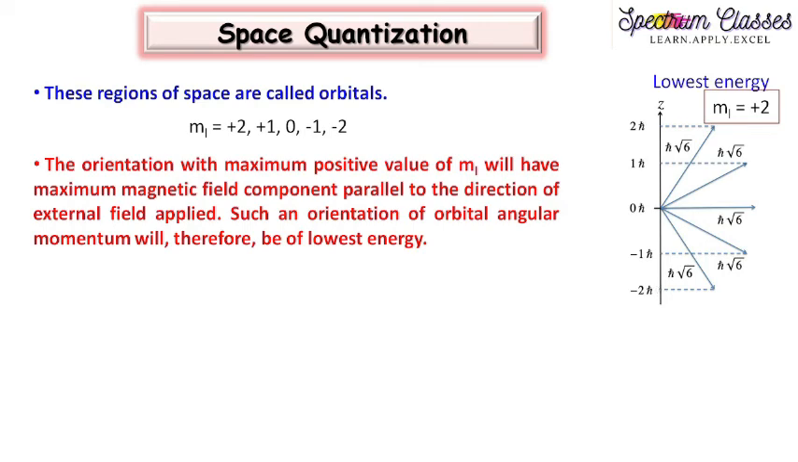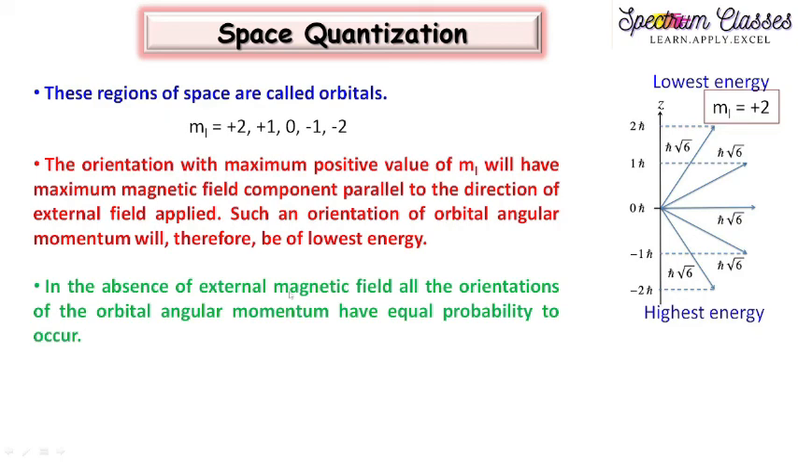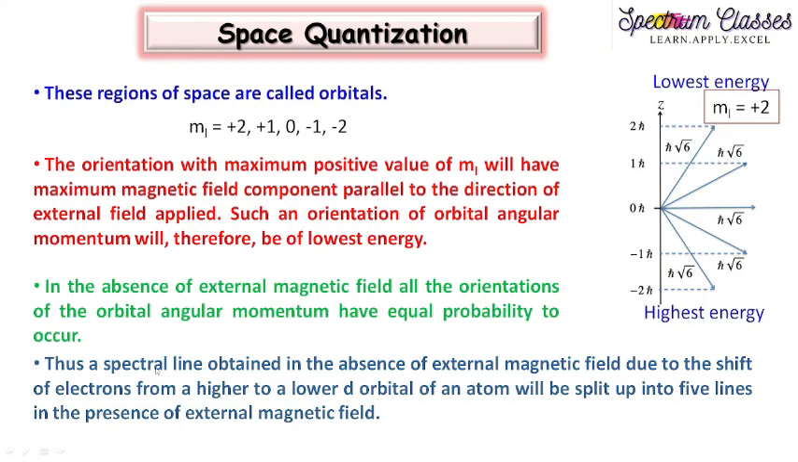And the rest are in between. In the absence of an external magnetic field, all the orientations of the orbital angular momentum have equal probability. It can be understood by this: a spectral line obtained in the absence of an external magnetic field, due to a shift of electrons from a higher to a lower d orbit, will split into 5 lines in the presence of an external magnetic field. So these are the important points which I thought are important to know about the orbital angular momentum.